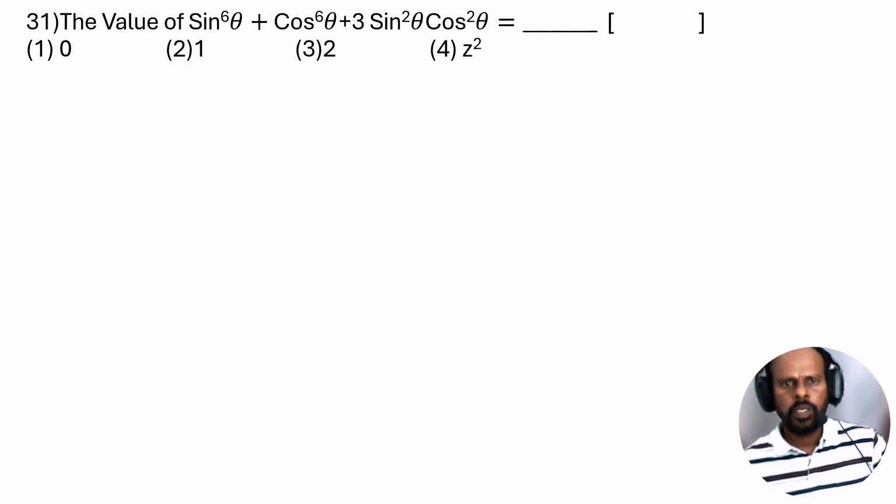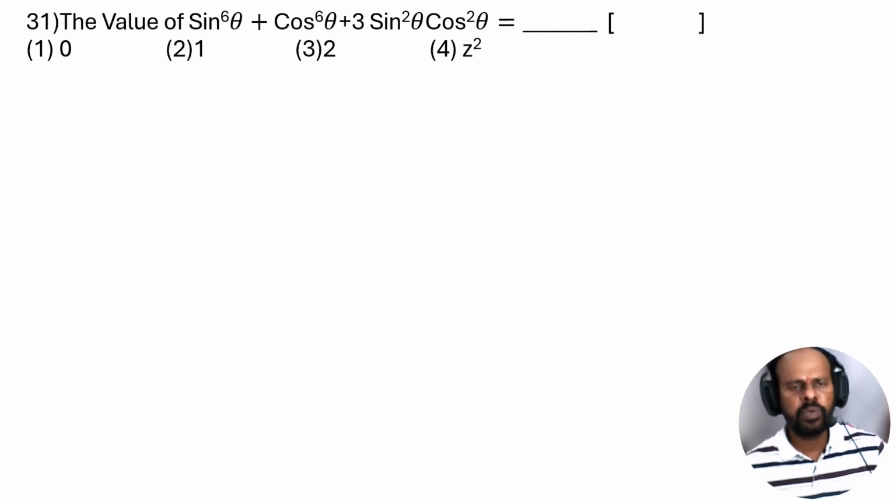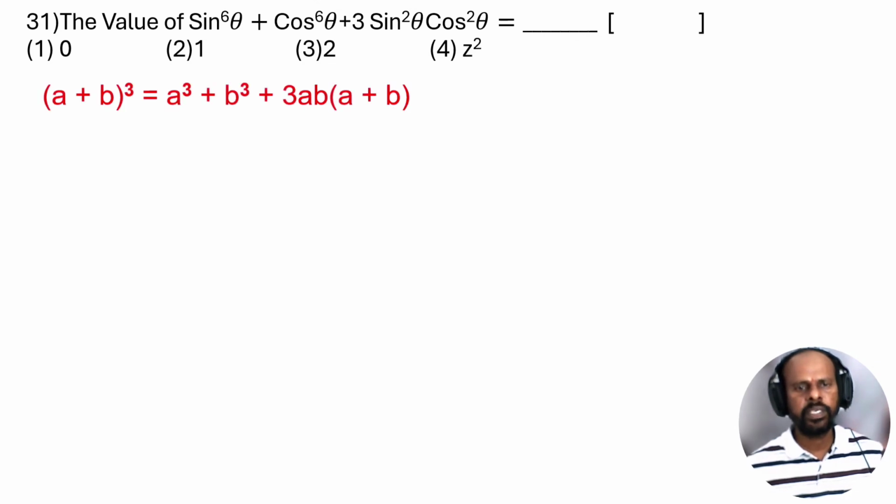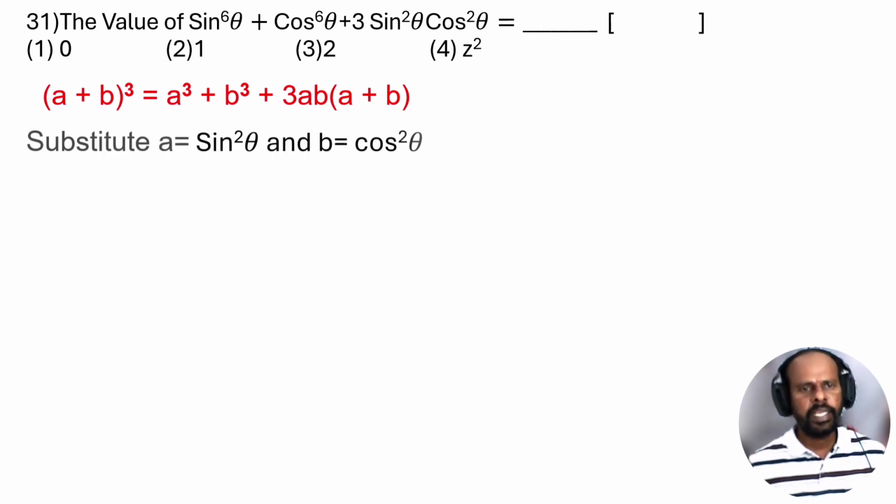Now in this question, the value of sin power 6 theta plus cos power 6 theta plus 3 sin square theta cos square theta you have to find. So by using the formula (a plus b) whole cube equal to a cube plus b cube plus 3ab into (a plus b), using this you can find. In a place let us substitute sin square theta, and in b place let us substitute cos square theta.